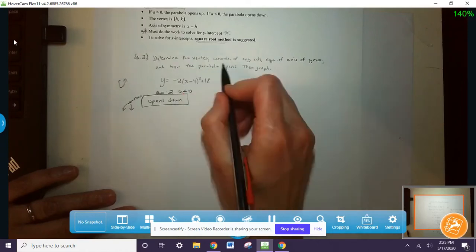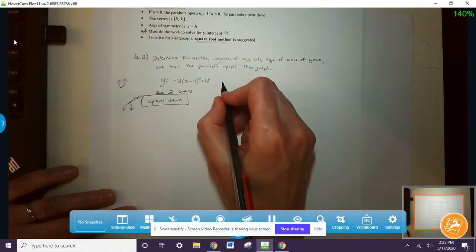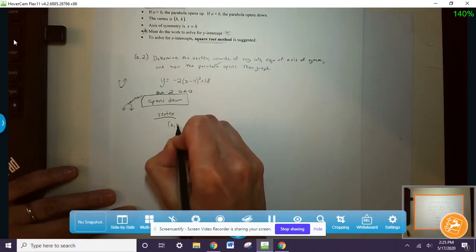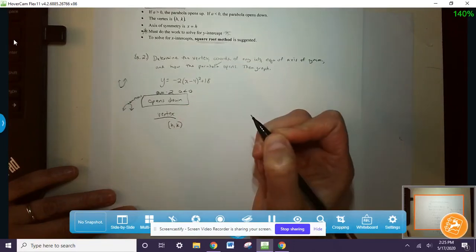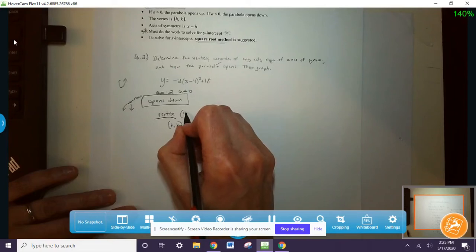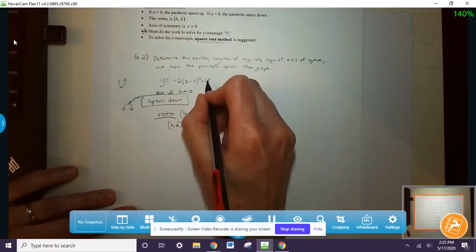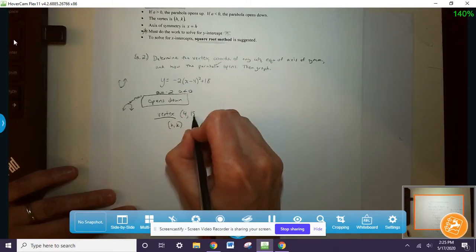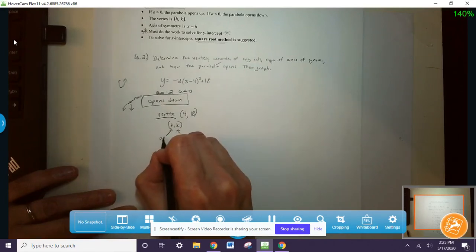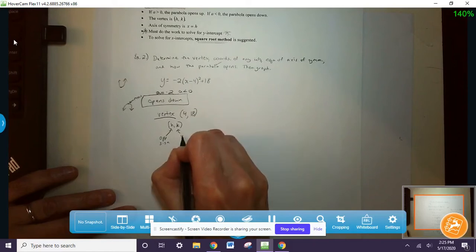Next, I'm going to go ahead and do the vertex. When you are in this vertex or transformation form, your vertex is just (h, k). You can find that without doing any work. So you look at this number that's being added or subtracted inside, you take the opposite sign of what you see. So we're going to do a 4, and then the number that's outside, you keep the sign. So I think you remember that from Algebra 1 and Algebra 2, but just to remind you, opposite sign, keep sign.